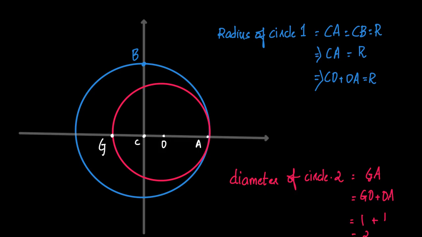Now come to the diameter of circle 2. You might be wondering why. Give me a minute, I'll come right to that. So what is the diameter of circle 2? Circle 2 is the smaller sphere here, which is OA.